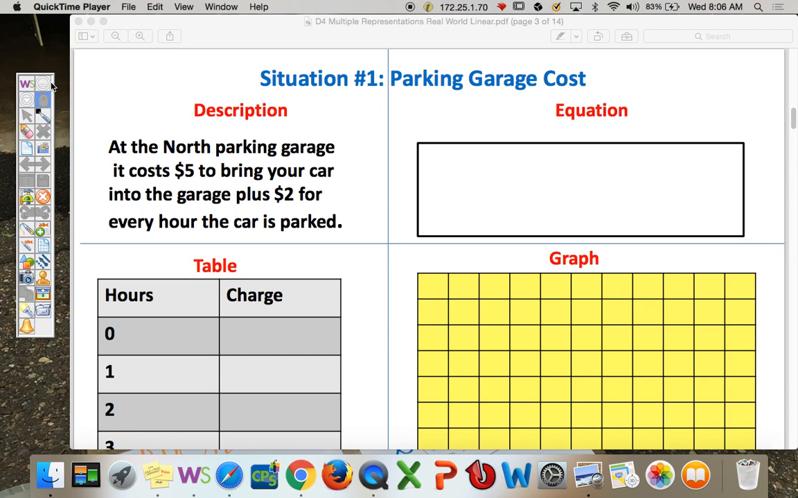So the description says at North Parking Garage, it costs $5 to bring your car into the garage, plus $2 for every car that is parked.